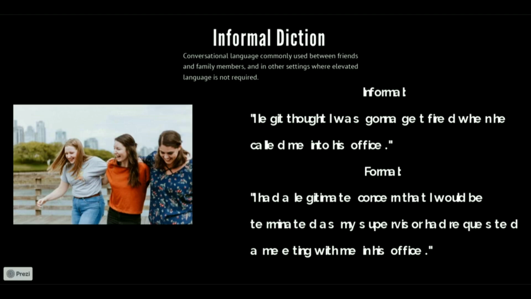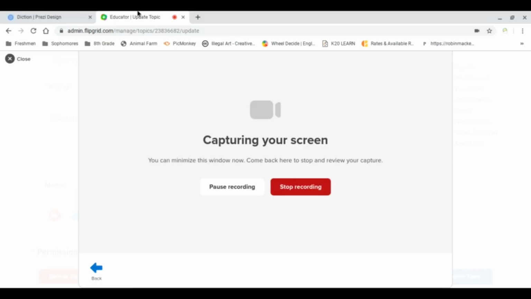Well, in formal diction, when you try to elevate your language to become more impressionable, you would take that same sentence and embellish it a little bit. You'd say, I had a legitimate concern that I would be terminated as my supervisor asked for a meeting with me in his office. Okay, not the way you're going to say that to your friends by any means, but it's something you might say if you're going to a new job interview and your boss at this new place wants to know what happened at the last job. You could say that. You would not say the informal version because this person doesn't know you yet.